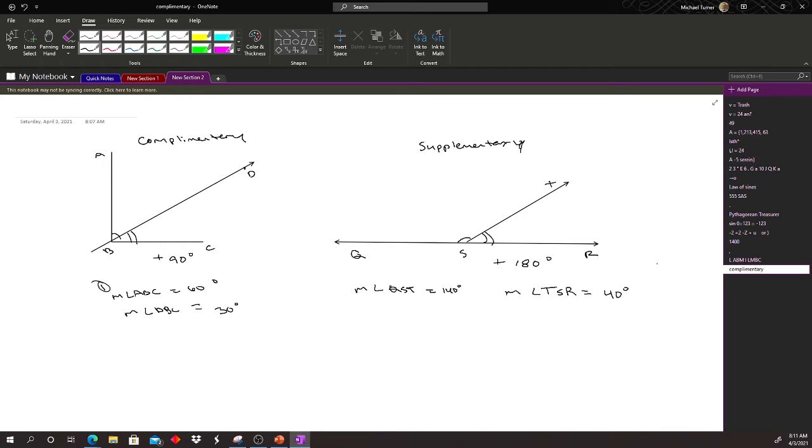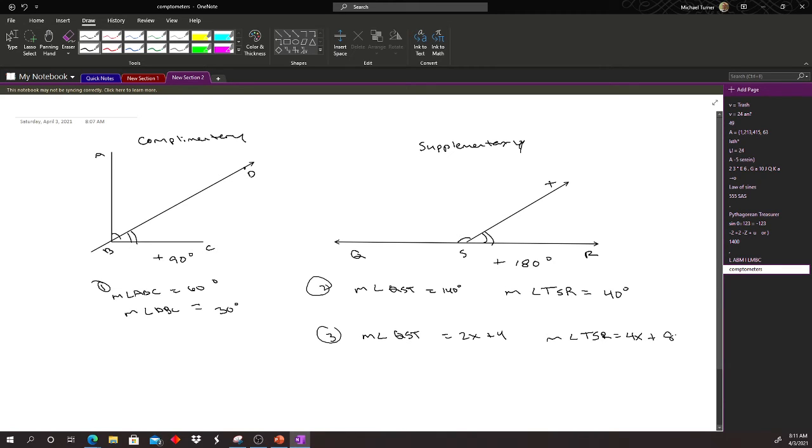You might also have a couple of examples where you have to do a little bit of algebra. Let's say, with the supplementary angle example, I tell you the measure of angle QST is 2x plus 4, and the measure of angle TSR is 4x plus 8. I could ask you to solve for x. Algebraically, the sum of these, 2x plus 4 plus 4x plus 8, has to equal 180 because we were given that they are supplementary.